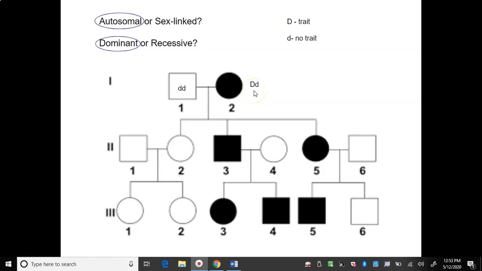So you could potentially go back and do this for every single person and find every single person's genotype, okay? We're not going to ask you to do that though, but that's what you could potentially do.